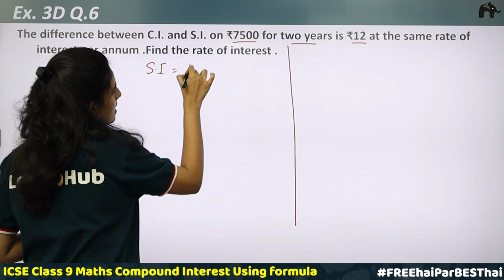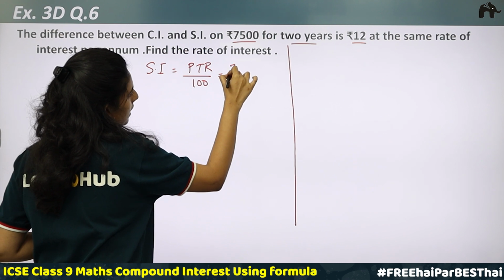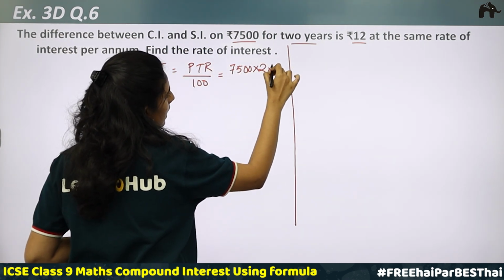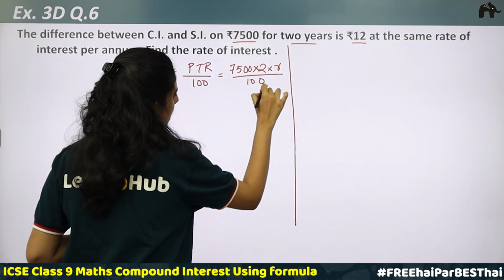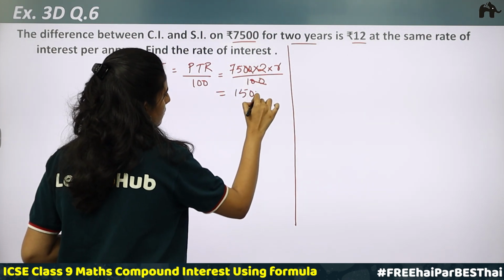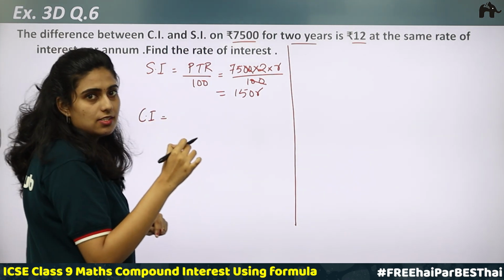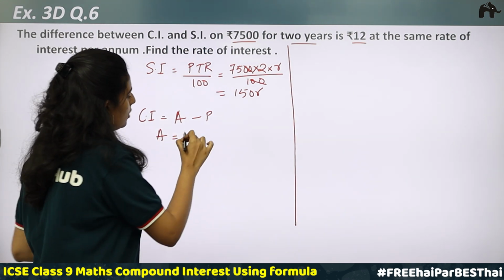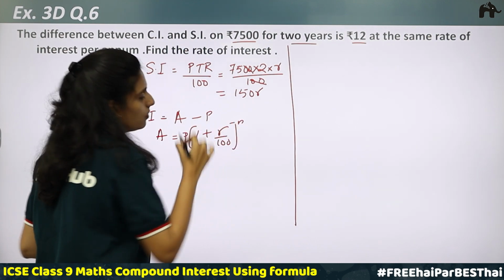Simple interest is PTR divided by 100. Here P is 7,500, time is equal to 2 years, and let R be the rate of interest, divided by 100. Cancelling zeros, you get 75 into 2, which is equal to 150. So 150R is the simple interest. Next, to find compound interest, we know compound interest is equal to amount minus principal.